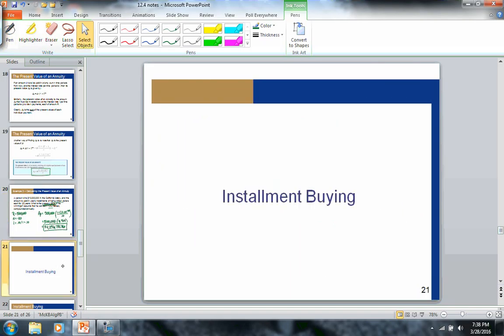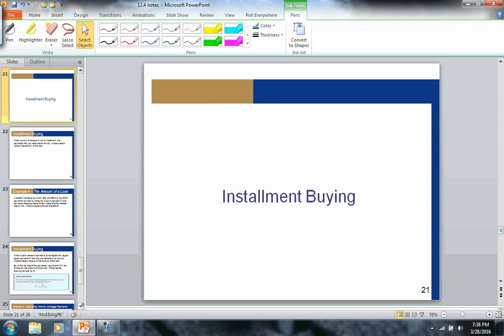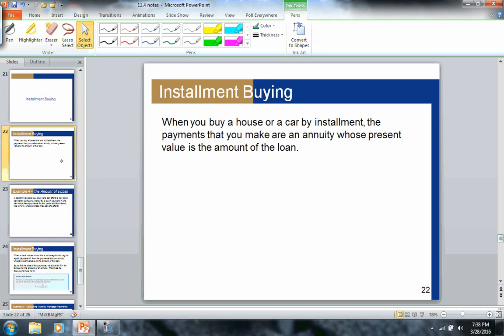All right, now the other concept we have to talk about is installment buying. This is a little more applicable, a little more real world. This is when you buy a house or a car, and the payments that you make are an annuity whose present value is the amount of the loan. So you get a loan, and then you make installment payments on that loan.